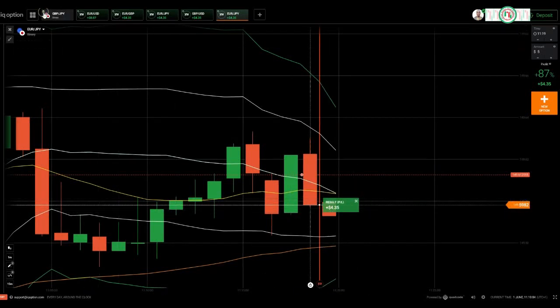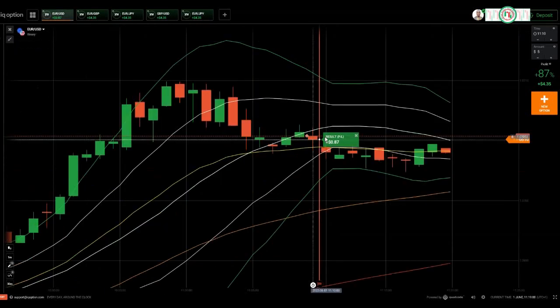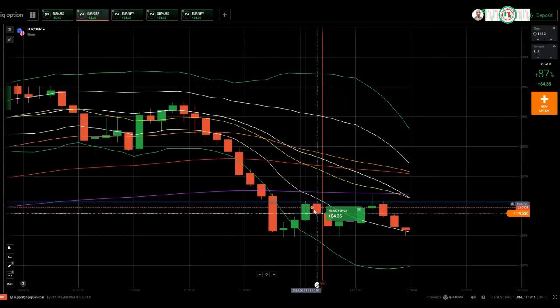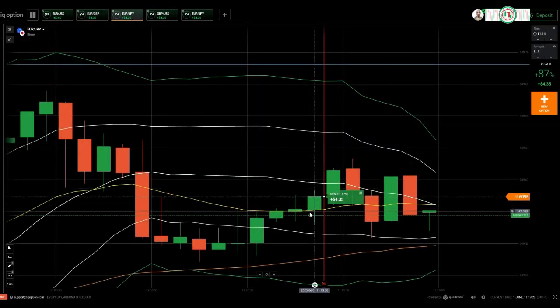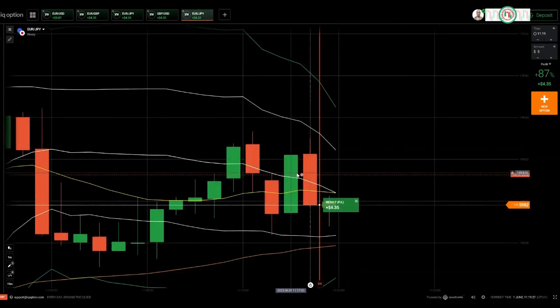I took a total of 5 trades, all are winning trades based on market analysis. You see here, this is the first trade. I placed a put option, but I put only $1. But here you see a $5 put option winning trade here, call option winning trade here, put option winning trade, and here a put option as well, winning trade.